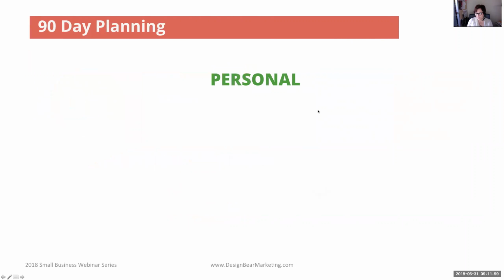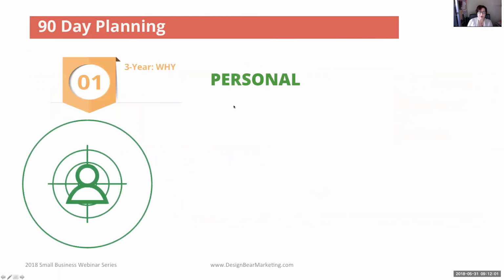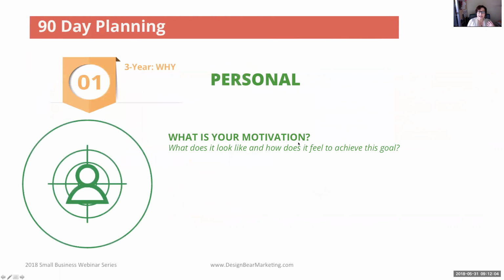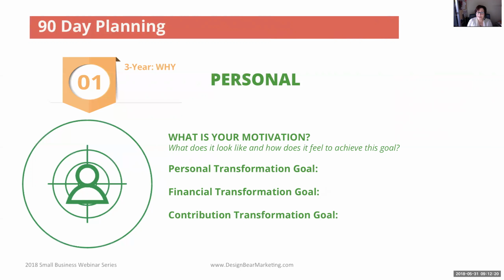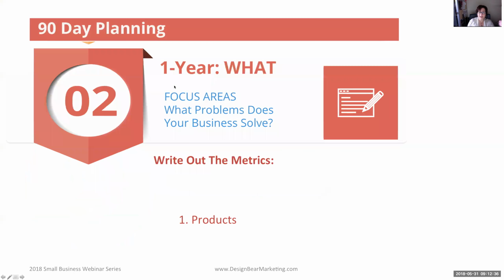And then there's a personal aspect to that, to your why, to your 3-year planning. I like to target in on ourselves, and I like to think about our motivation, right? How does it look and how does it feel, this 3-year goal? What's your personal transformation goal for this 3 years? Your financial transformation, your contributions as a person, as part of this business, and then as your team. And as the owner, as the solopreneur, as a head of a department in a business, you always have to think about yourself and how you are related to that goal. So I just like to stop there.